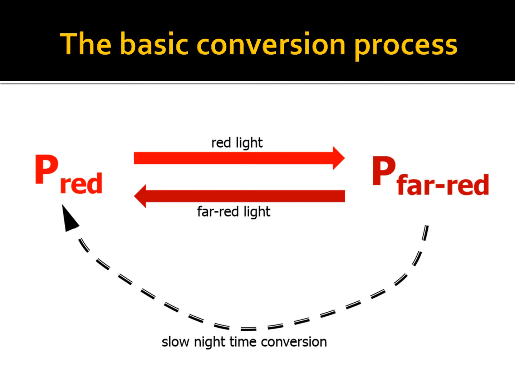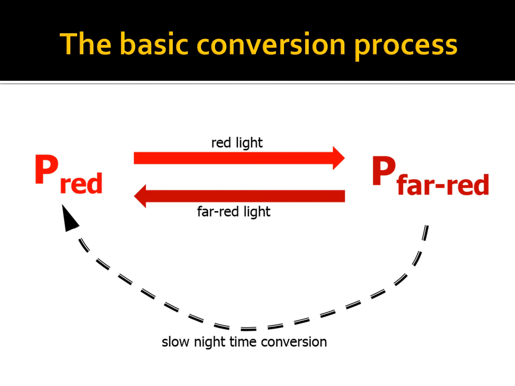So on the left, you have phytochrome red. And when phytochrome red is exposed to red light, it turns into the phytochrome far red form. When phytochrome far red is exposed to far red light, it turns into the phytochrome red form. So they can switch back and forth depending on which type of light, or the amount of light that's striking those leaves. And then during the night, when there is no sunlight, after the sun sets, there's going to be a slow nighttime conversion. So phytochrome far red will just on its own convert back to the red form.